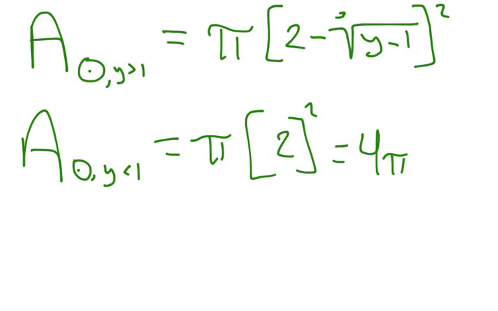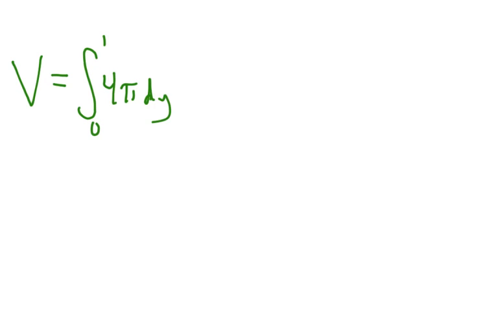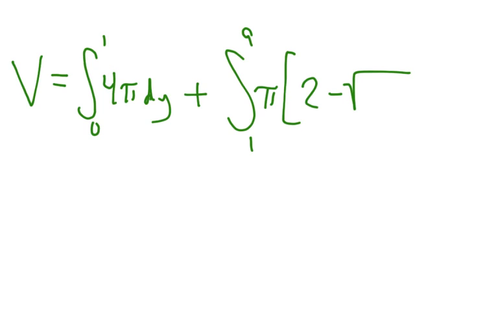All right, so using those two expressions for our areas, let's write our volume integral. The volume will be the definite integral from 0 to 1 of 4 pi dy. Remember, that's just the volume of a cylinder, radius 2, height of 1, but we're using a volume integral to represent that. And then the second integral is the integral from 1 to 9 of pi times our radius, which was 2 minus the cube root of the quantity y minus 1, and then all that is squared, dy.